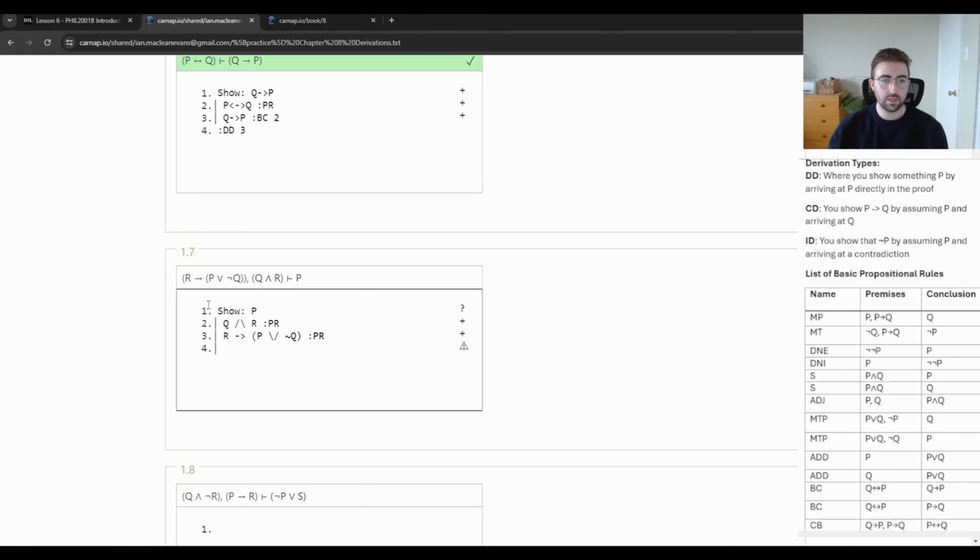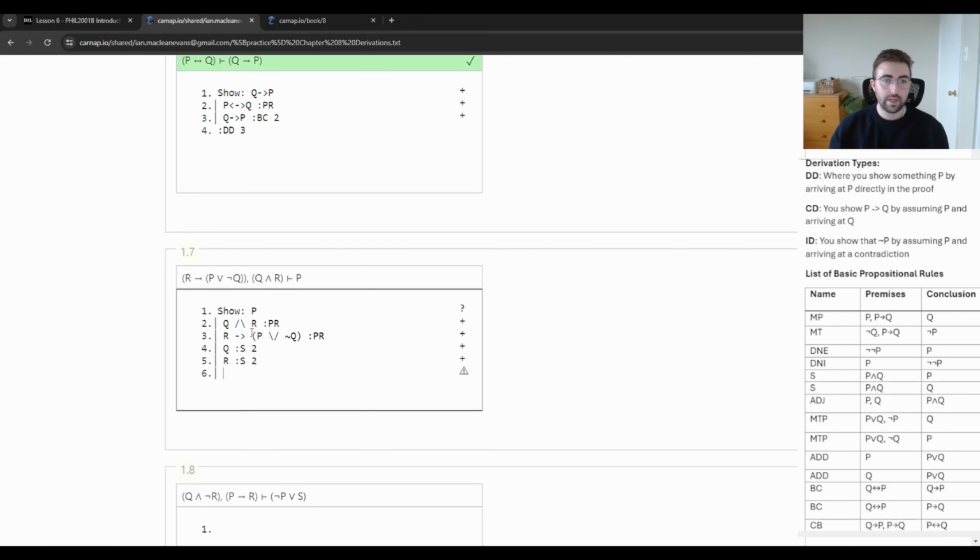So let's see. What can we do here? How can we get R? Well, we have this convenient AND symbol here that lets us get Q or R. So actually, let's just break them both down right now. So we can get Q from simplification on line 2. You'll remember simplification is what lets us get rid of this AND symbol and break it into its parts. So we have Q and we have R now, right?